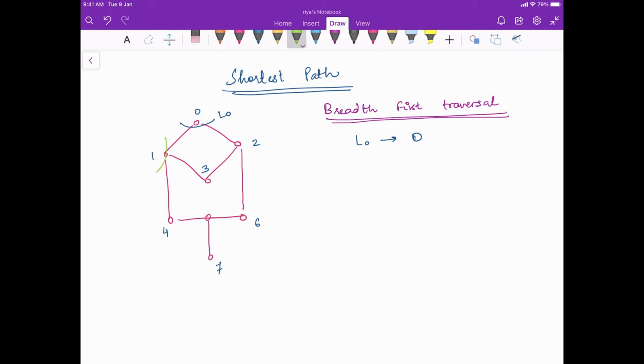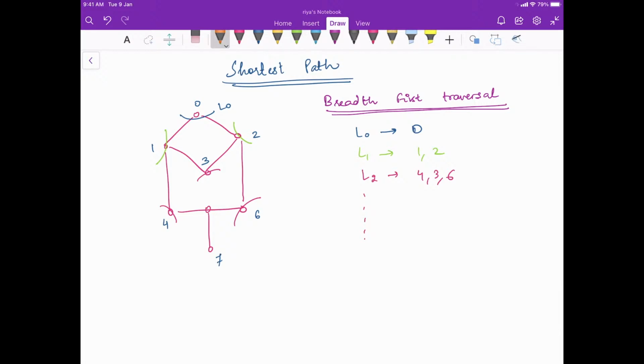I can say these nodes are present at level 1. This and this, all of them are at level 2, and the concept similarly goes on. What we concluded from there was, if there is a particular level x, that basically means all those nodes on that level are x edges away from the source. So when I say on level 2 these 4, 3, 6 are present, that means they are at a distance of 2 from the source node.